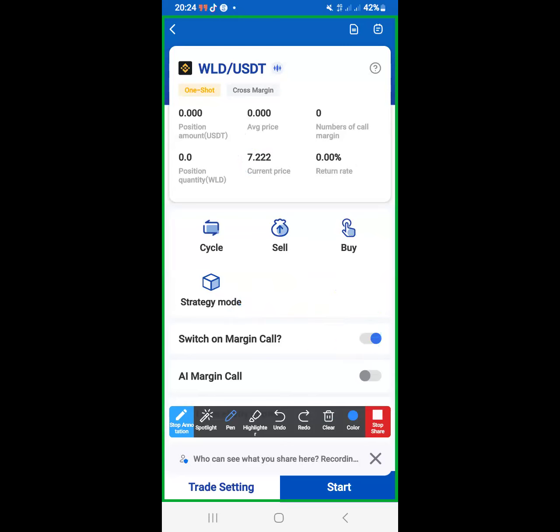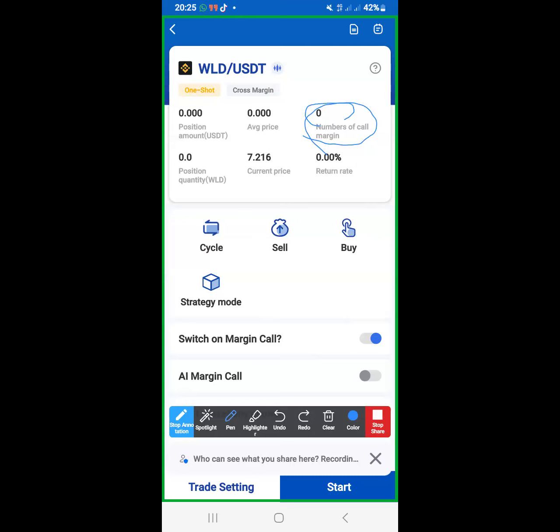Then number of call margin. The number of call margin here would simply refer to the number of times that the robot so far has executed buy orders. Okay. How many times has the robot bought? That is what is always reflected here. Now, the number of call margin does not include the initial entry. That amount which the robot starts with a trade is not included in the number of call margin.